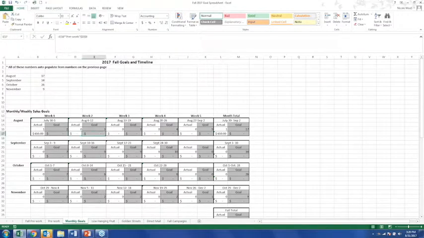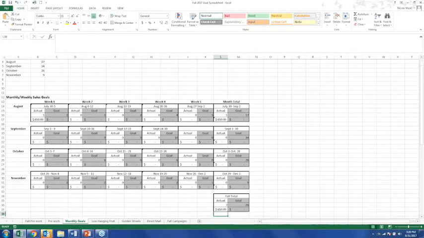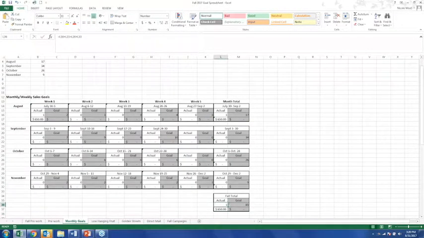So you can then put your actuals in each week and it carries it down and adds it up for your month. And then the months are added up to your fall total. So you can really see where you stand within your sales as you go along, if you continue to put your sales in throughout the season.